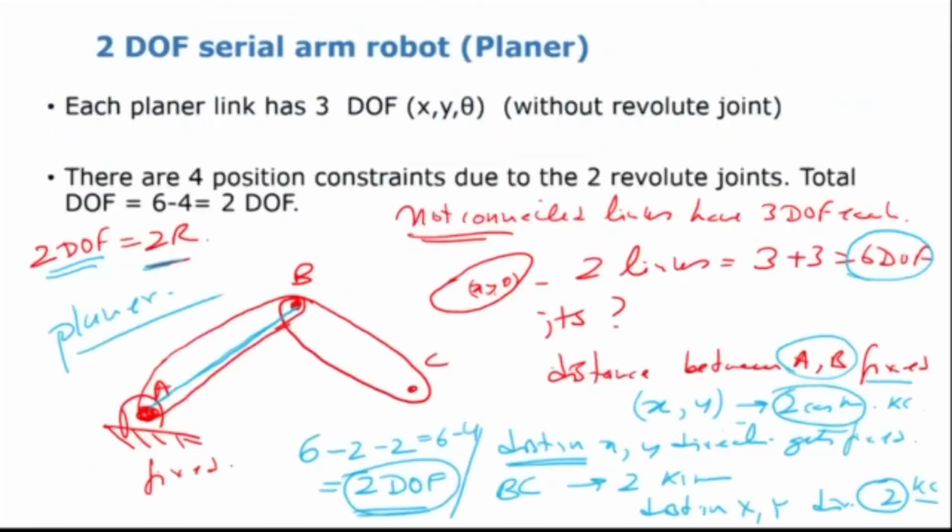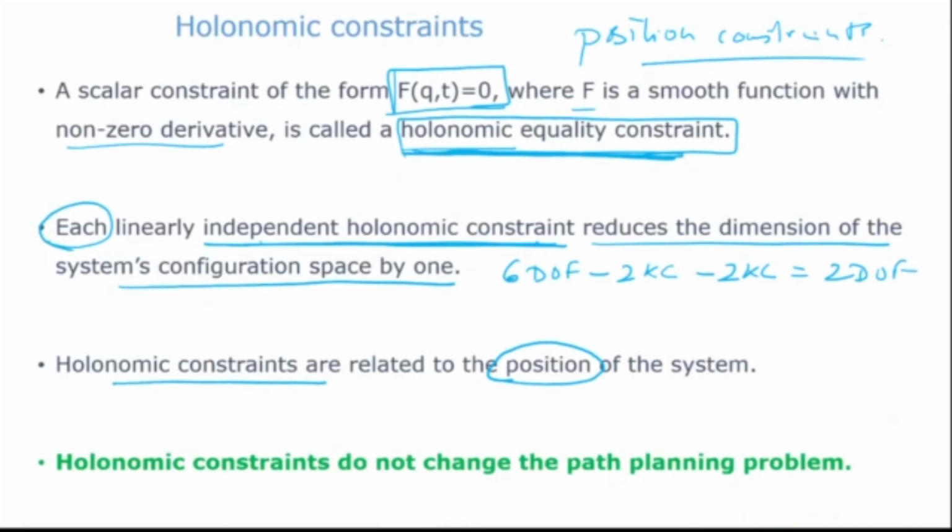So holonomic constraints are related to the position of the system. In the previous case, if you remember, we talked about the position of A and B. The distance between A and B are basically position constraints. Okay. Now, holonomic constraints do not change the path planning problem. Please note, this is very important. The moment you have a holonomic constraint, it doesn't change the path planning problem.